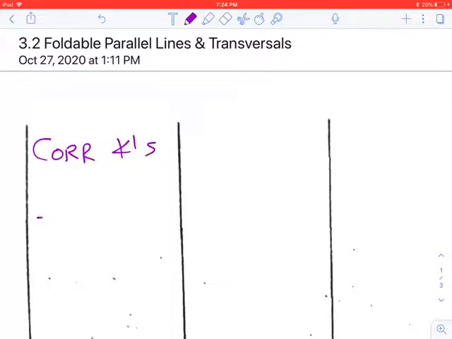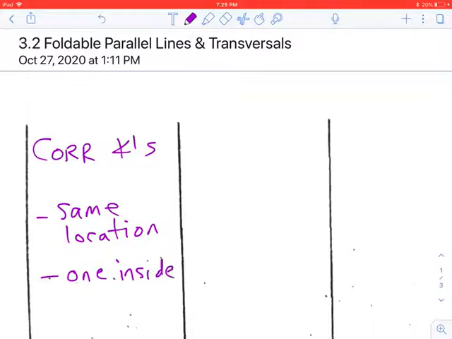And how do you know they're corresponding? Because they have the same location. So for instance, they're both top right or bottom left, something like that. And another way to see is there's going to be one inside and one outside. So one inside of the parallel lines and one outside.